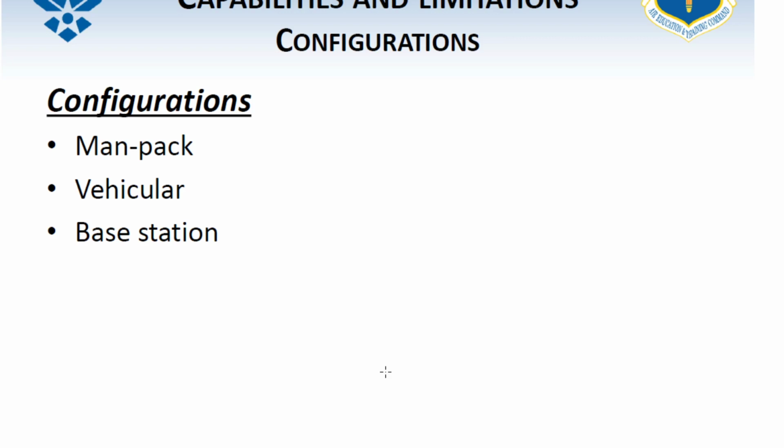We've got 3 ways to configure this. You've got a man pack, so that's when you put on the man pack backpack, that green bag we talked about, and you can walk around with it. You've got vehicular, where you install it into the base, the console of your vehicle. Probably not your Prius. Yeah, don't do that. And then you've got a base station, and we do have one of those in class, and I will show you tomorrow.